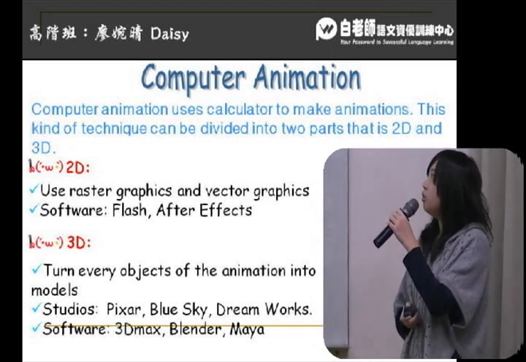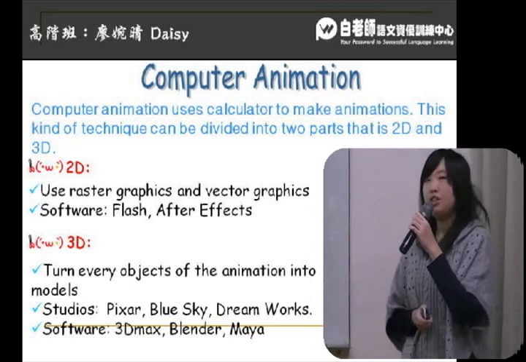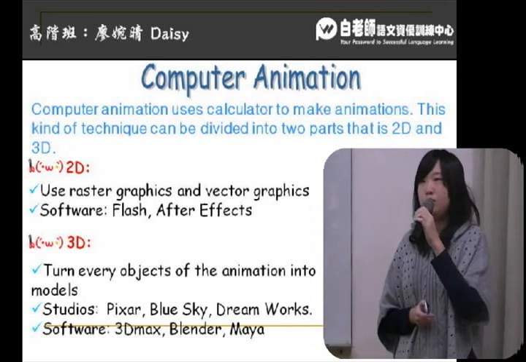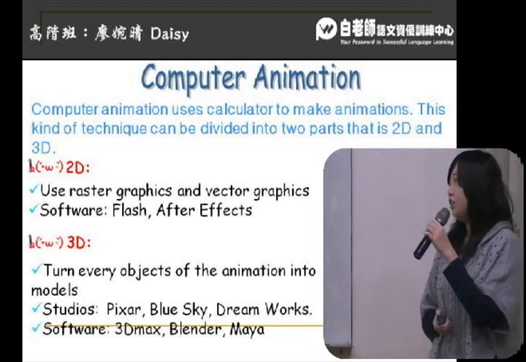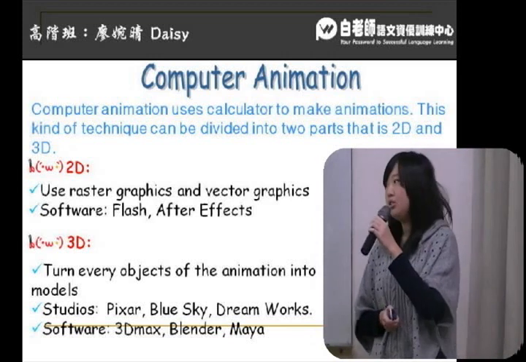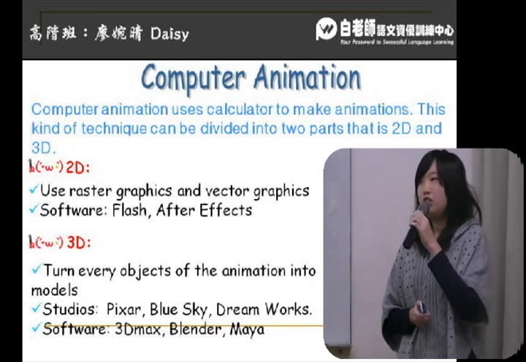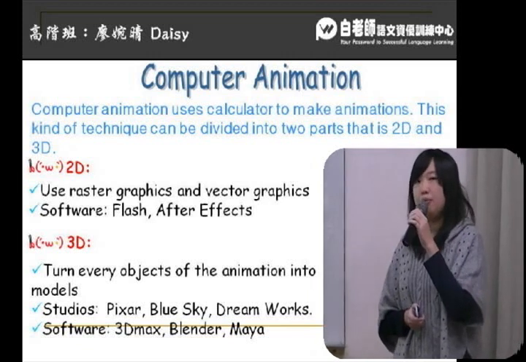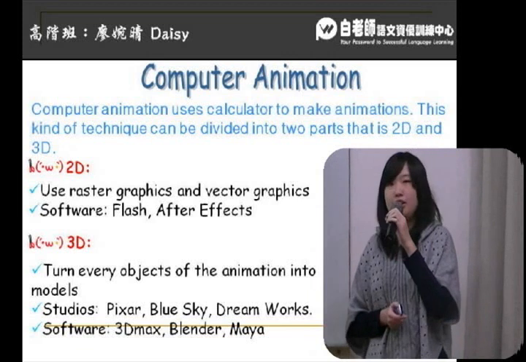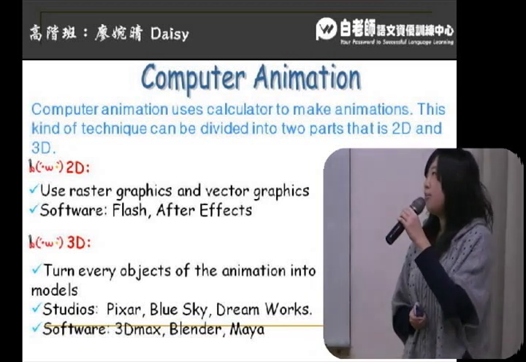And another one is 3D. 3D turns every object into models. Some movies use this kind of technique. Some famous studios which make 3D animations are Pixar, Blue Sky, and DreamWorks. And the software which can make 3D animation is 3D Max, Blender, and Maya. And this is the 3D movie.